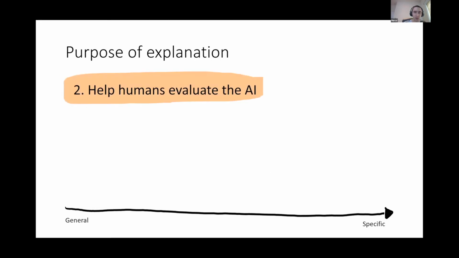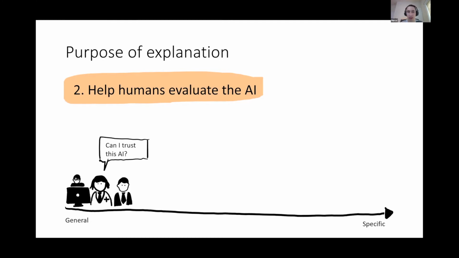Second heading is when you're helping humans evaluate the AI. So you have a model or an AI, and you want to ask, can I trust this? Should I use this diagnosing system? Should I use this thing to help judges grant bail? Should I use this system to optimize click-through rates? Can I trust this? That's a basic question where explanations can help.